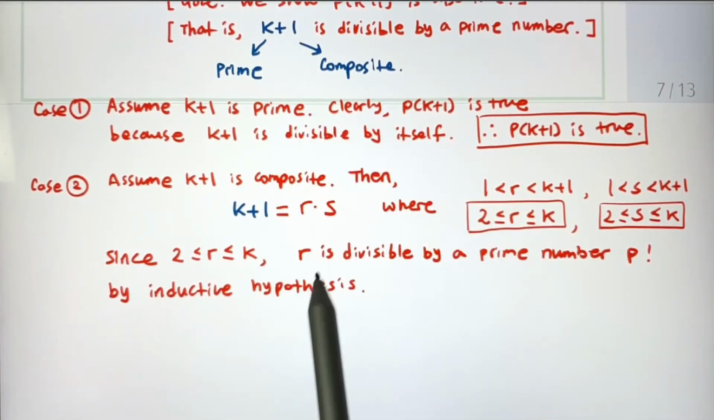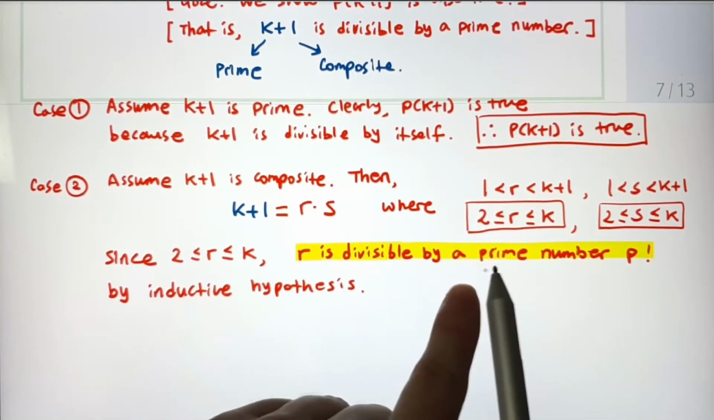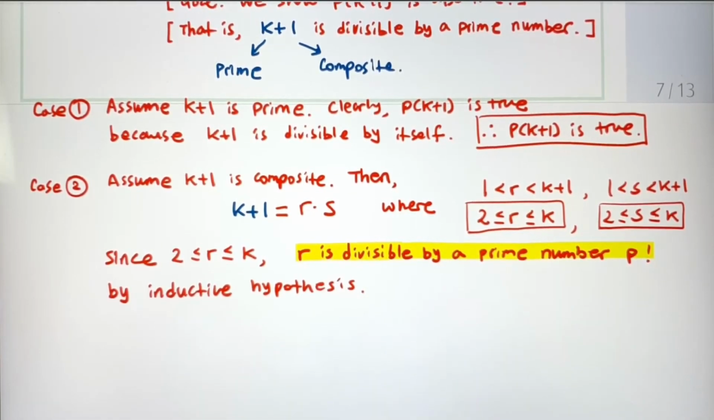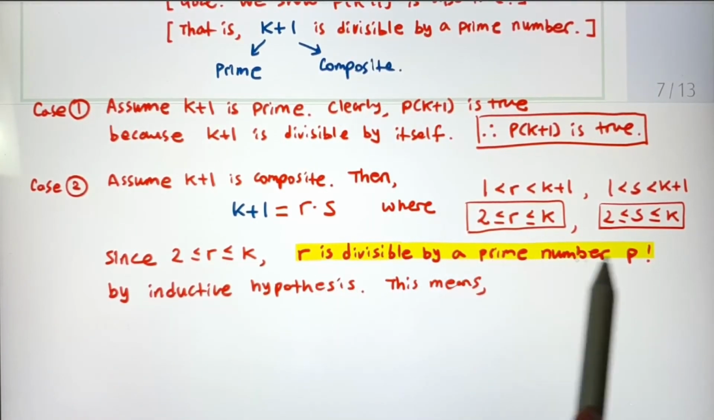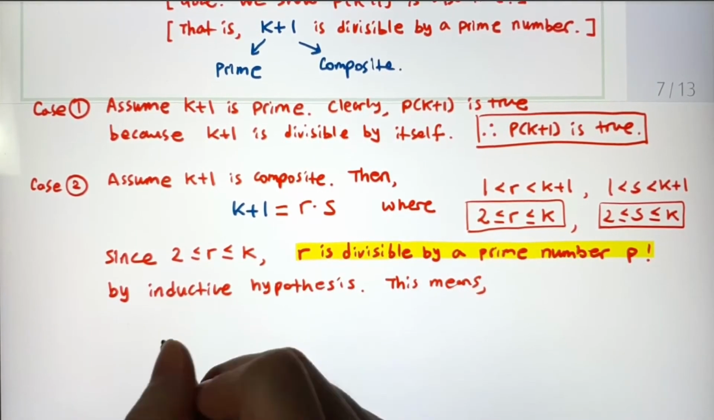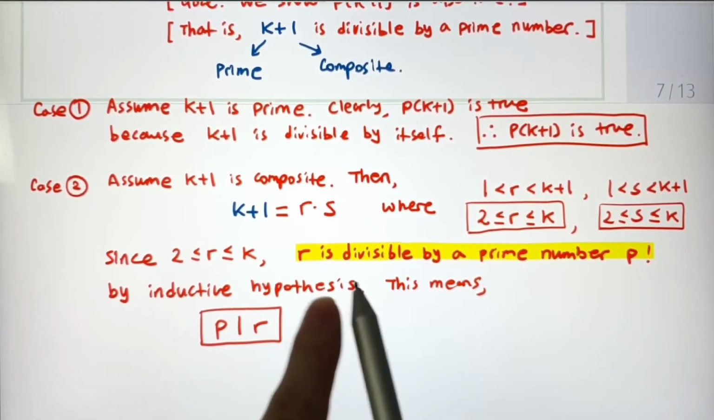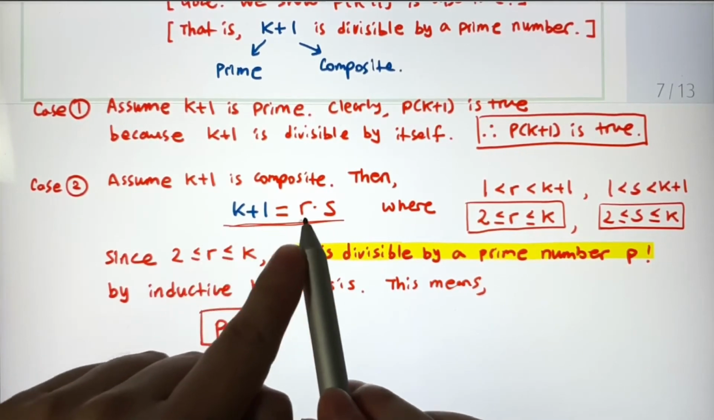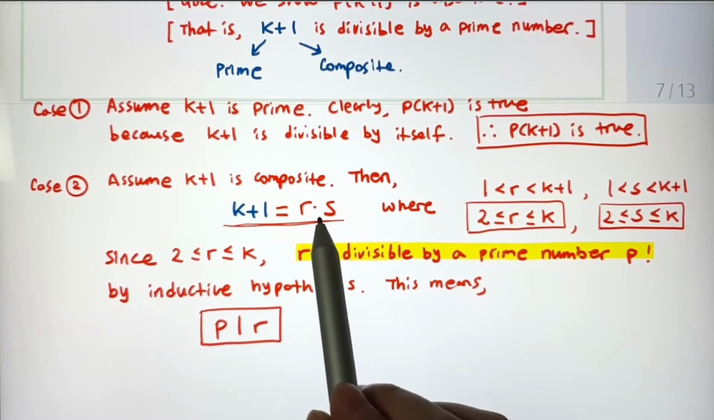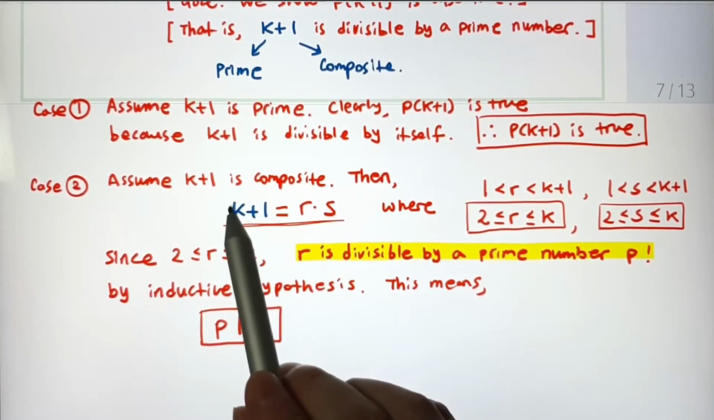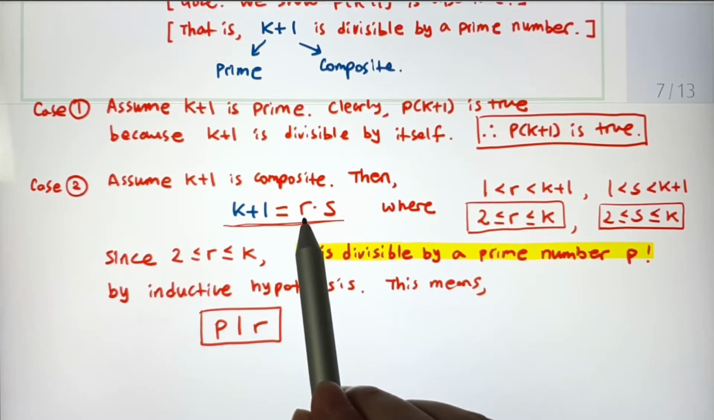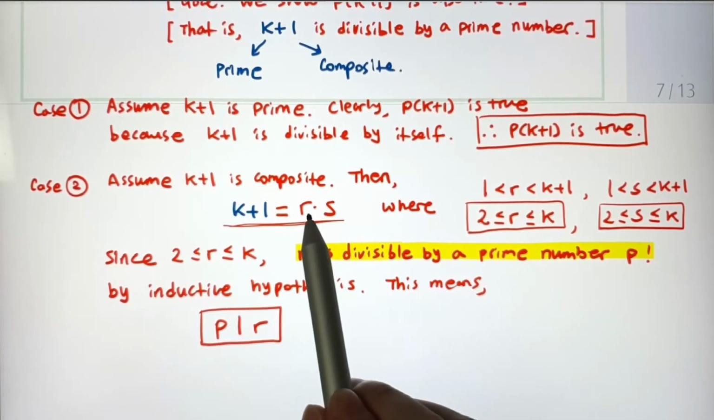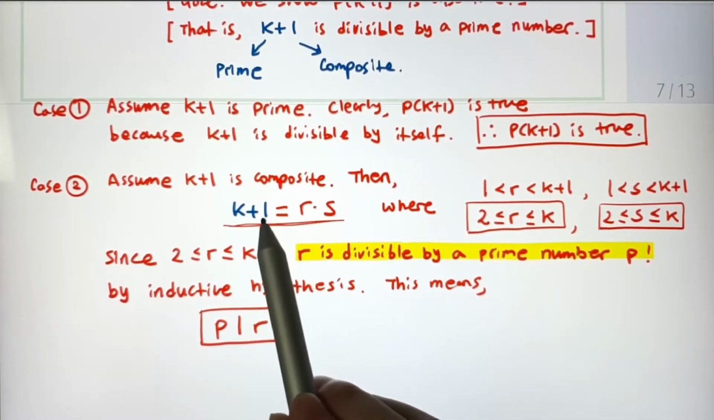Okay, look at this statement carefully. r is divisible by a prime number p. We can change this into a mathematical statement, like p divides r, like this. This statement means p divides r. And everyone, I have really great news. Look at our equation carefully. k plus 1 is equal to r times s. I'm sure you understand that r times s means k plus 1 can be written as a multiple of r because s is an integer. If k plus 1 can be written as a multiple of r, this means r divides k plus 1.